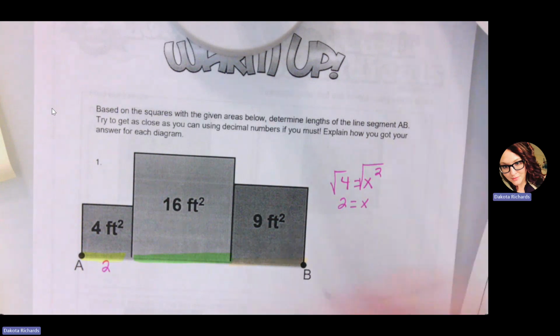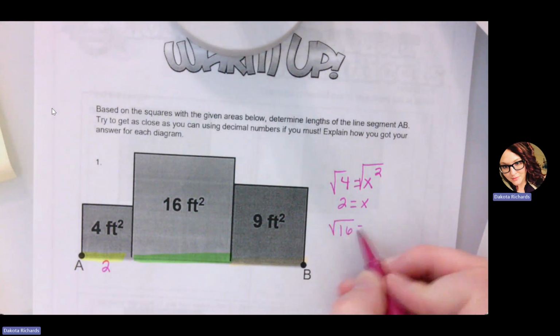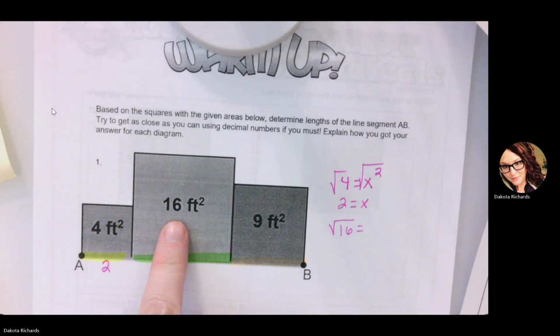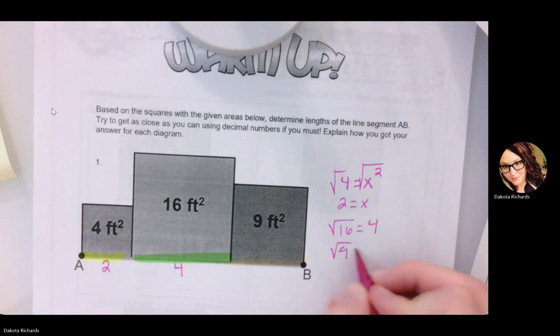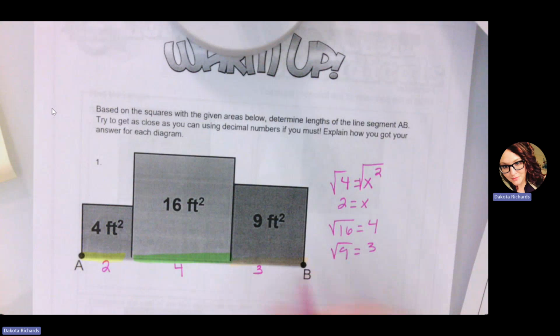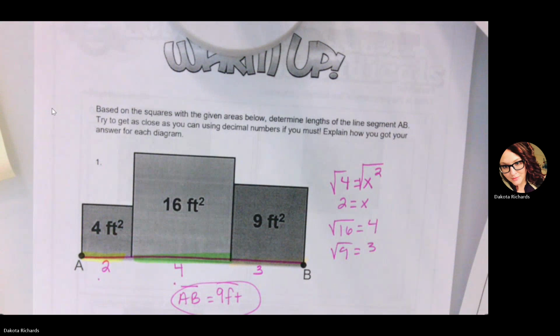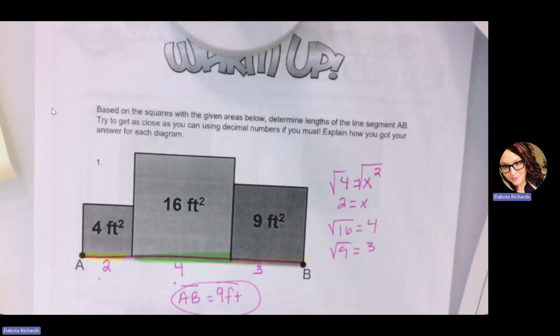All right, so if that's 2, what is the square root of 16 for this side? 4. So this is 4. What is the square root of 9? 3. So to get from A all the way to B, it's 2 plus 4, which is 6. 6 plus 3, which is 9. So AB, the line segment AB, equals 9 feet. We're going to do a lot of that today. We're going to do a lot of taking the square root, basically.